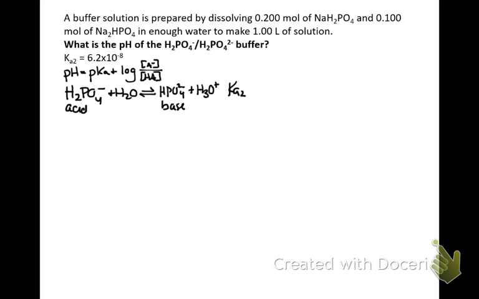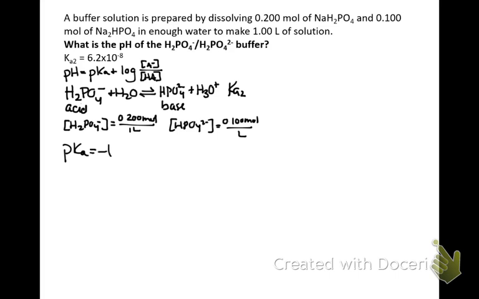If we want to find the concentration of the acid form, that's pretty easy here. We just do 0.2 moles divided by 1 liter, and the same for the concentration of HPO4 2 minus, which will be 0.1 mole per liter. To find pKa, we do negative log of the Ka that's given here, which is 6.2 times 10 to the minus 8. If you put that in your calculator, you get 7.21.